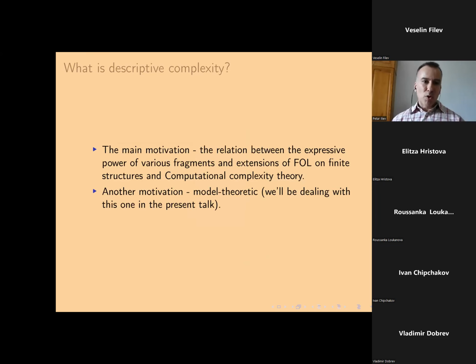Okay, so what is the main motivation? Well, it's basically to attack the P versus NP question with purely logical tools, without thinking about Turing machines and computational steps, but about the expressive power of certain logics on finite structures. Another motivation was purely model theoretic interest. And we will be dealing with this one in the present talk. I'm not going to say anything about the P versus NP question and related matters.